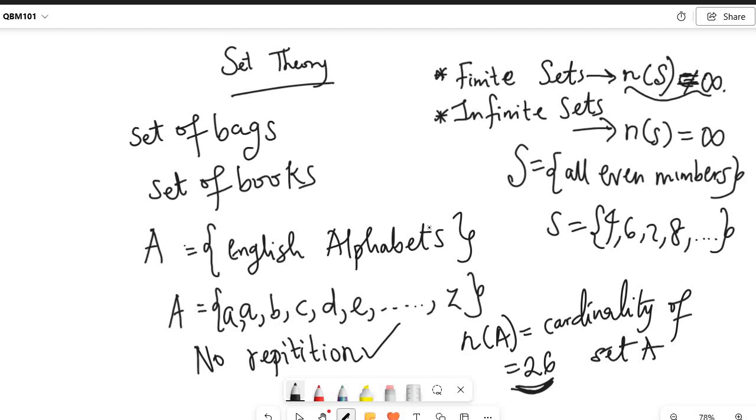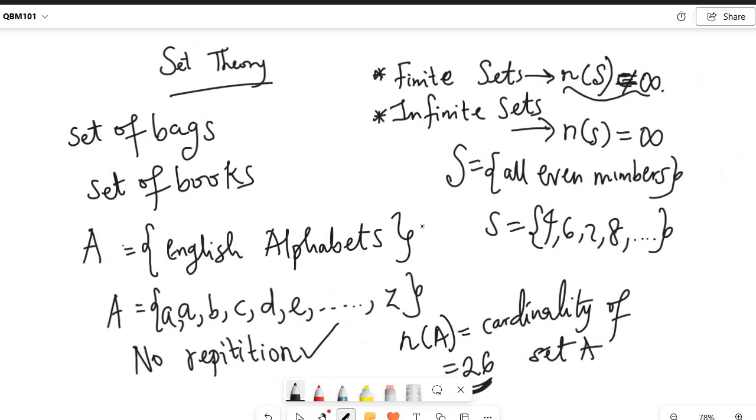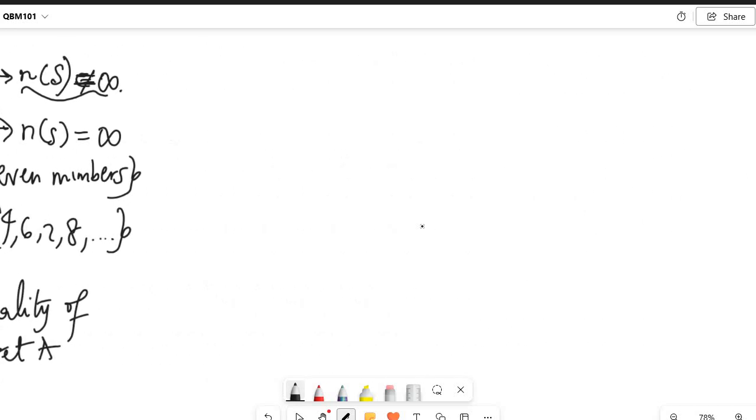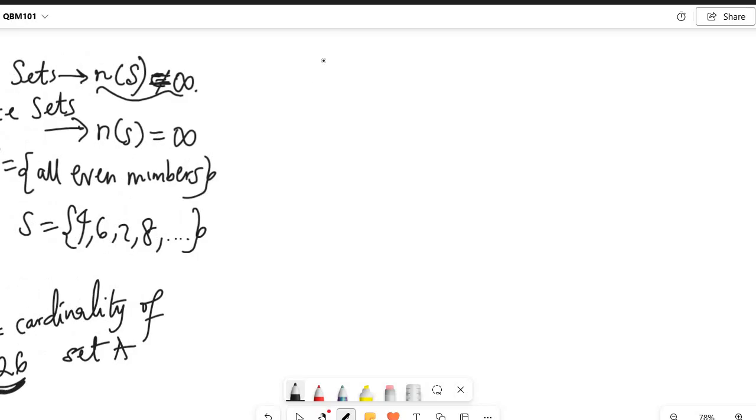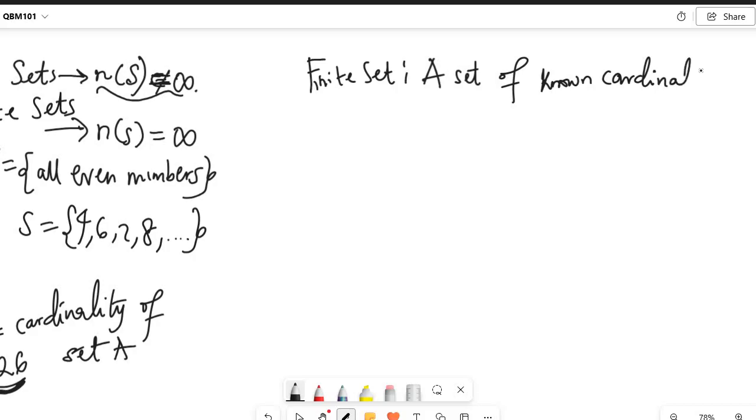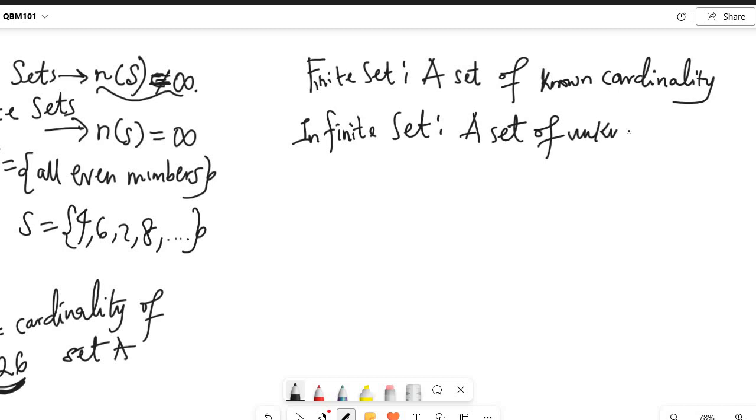If I'm going to give a formal definition of what a finite set is, I will simply say that a finite set is a set of known cardinality. So if you know the cardinality of a set, you already have a finite set. And what happens to an infinite set? Of course, on the flip side, an infinite set is a set of unknown cardinality. You don't exactly know what the cardinality is.